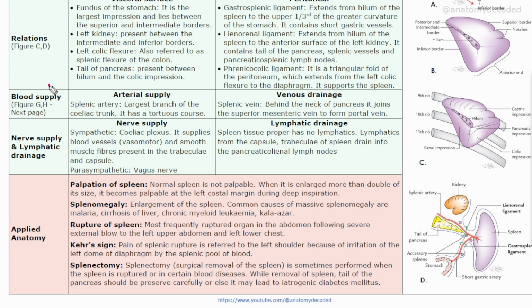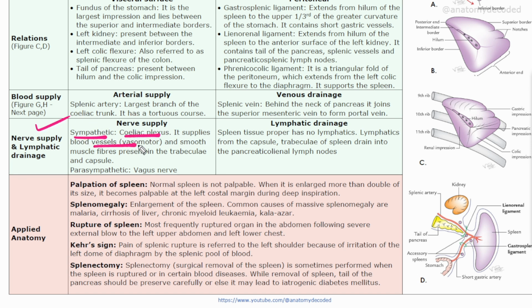Okay, and blood supply of the spleen is by the splenic artery, the largest branch from the celiac trunk. It has a tortuous course. Tortuous means it will have foldings like this. Okay, and venous drainage of the spleen is by the splenic vein. At the level of the neck of the pancreas, the splenic vein joins with the superior mesenteric vein to form the portal vein.